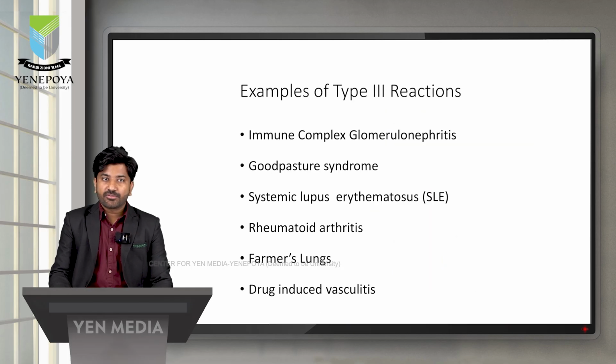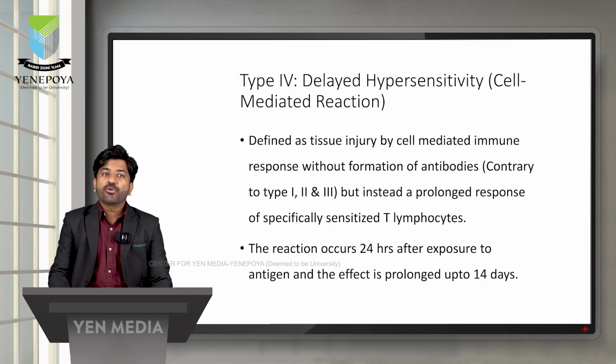Examples of type 3 hypersensitivity reaction: immune complex glomerulonephritis, Goodpasture syndrome, systemic lupus erythematosus, rheumatoid arthritis, farmer's lung, drug-induced vasculitis. Moving on to the fourth hypersensitivity reaction, it is also called delayed type hypersensitivity reaction. It is also called cell mediated hypersensitivity reaction. Cell mediated indicates that this particular reaction results in tissue injury which, on the contrary to types 1, 2 and 3, does not involve antibodies.